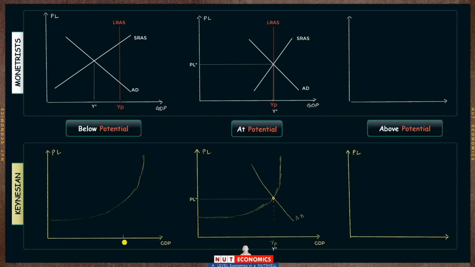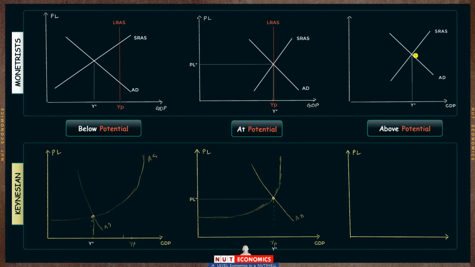It doesn't really matter. I could have drawn this potential output somewhere over here or somewhere over here, so let's just keep it over here. All we are trying to show here is a situation such as this. So you can draw your aggregate demand curve anywhere so that the intersection of AS and AD happens to be below your potential. The shape of the aggregate supply curve is slightly different, but the idea in terms of the equilibrium, where the aggregate demand crosses the aggregate supply, of course remains the same.